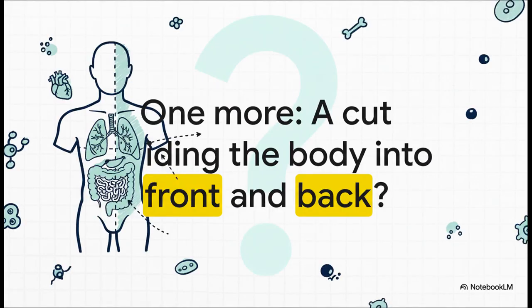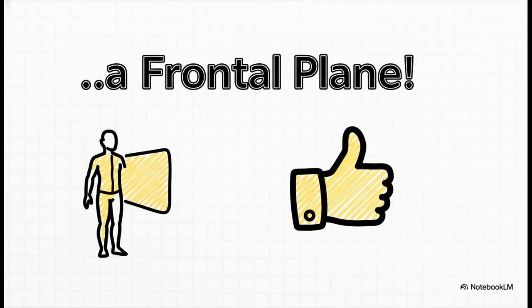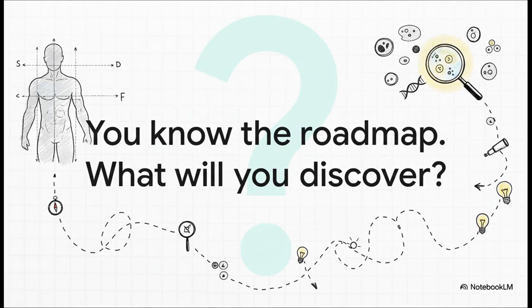Okay, one more for good measure. How about the one that divides the body into a front section and a back section? Bingo! That's the frontal plane. See? The name gives it away. You've totally got this. And just like that, you know the 4 major planes of the body, all thanks to SOFT. It might seem simple, but you now have the key to this fundamental roadmap that's used every single day in medicine. So the real question is, now that you can read the map, what are you going to discover?